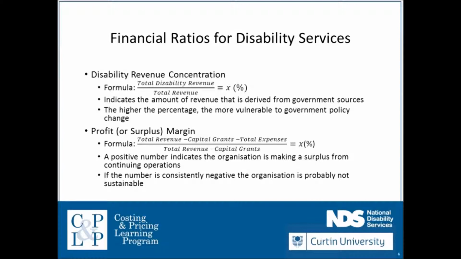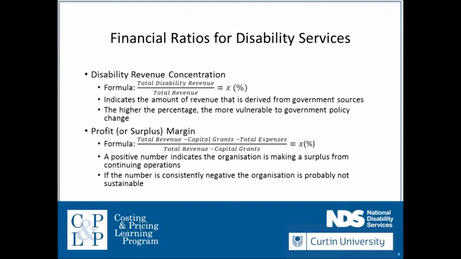They are also reproduced in the seminar materials, but more importantly, they're also on the Costing and Pricing Learning program web page, which is cplp.nds.org.au, and they're there in the form of the NDS readiness materials. So make sure that you have a look at those readiness materials before you move forward with any ratio calculations of your own.